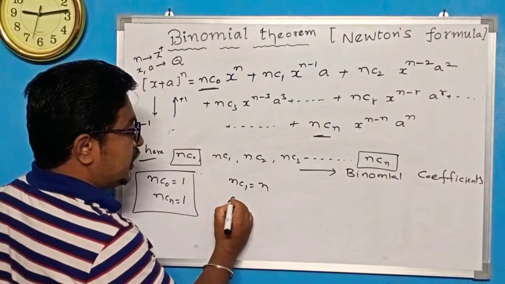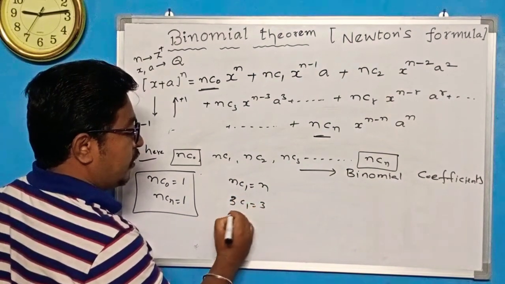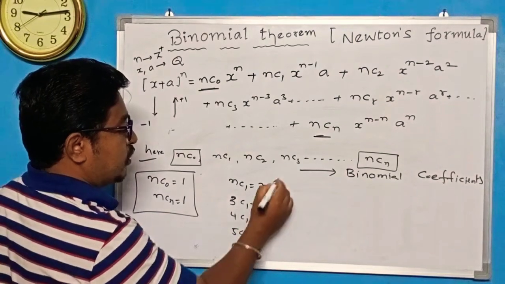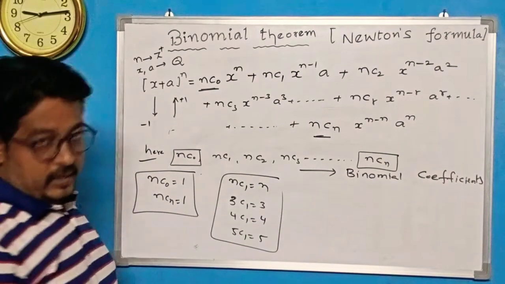Suppose 3C1 value is 3, 4C1 value is 4, 5C1 value is 5. So we can write nC1 value is n.